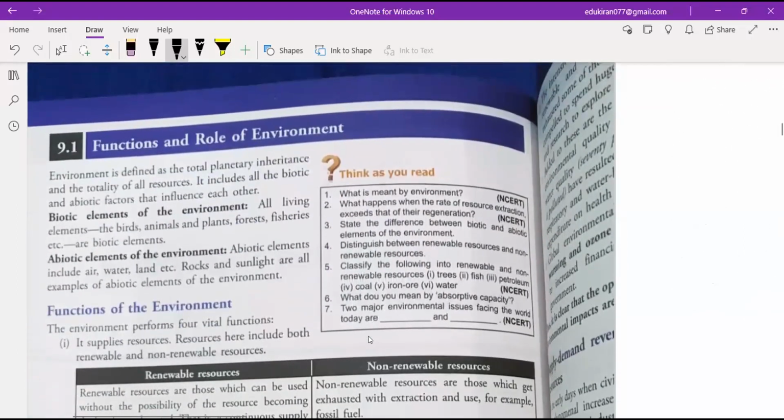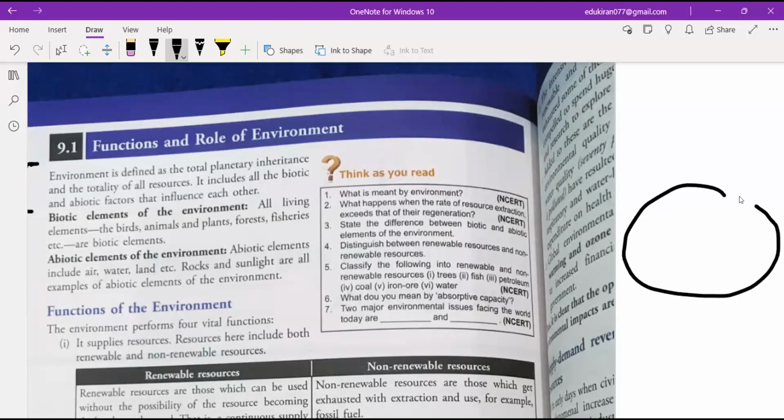So let's just start. The name of the chapter itself says environment and sustainable development, right? First of all, you should know what this environment is, because it is in terms of the environment that we will be doing sustainable development. So what is environment, ma'am? Environment is defined as the total planetary inheritance and the totality of all resources. It includes the biotic as well as the abiotic factors. In this, you have biotic factors as well as abiotic factors.